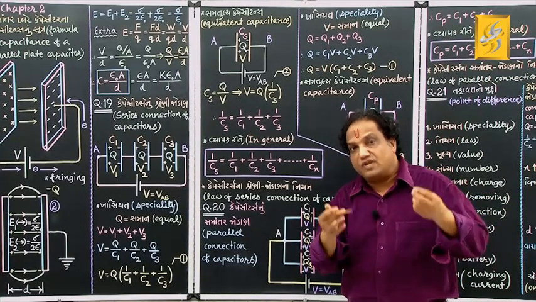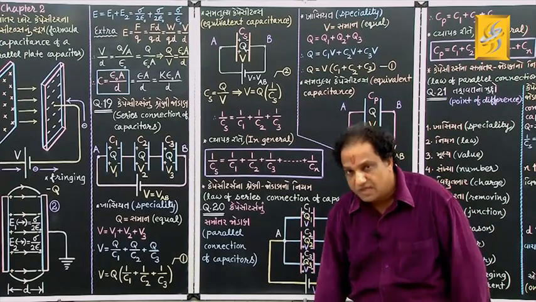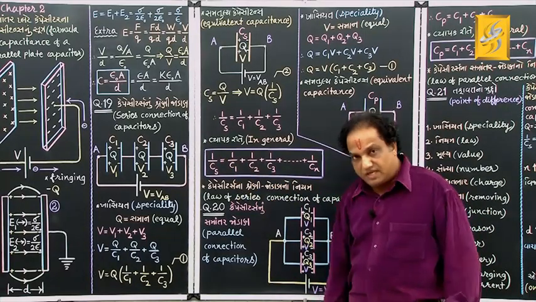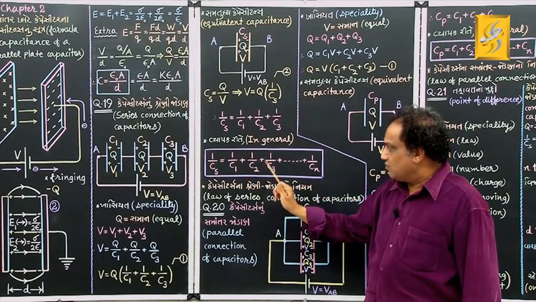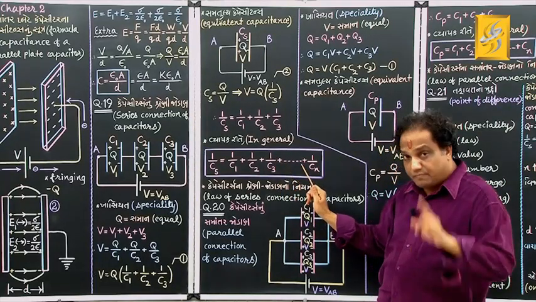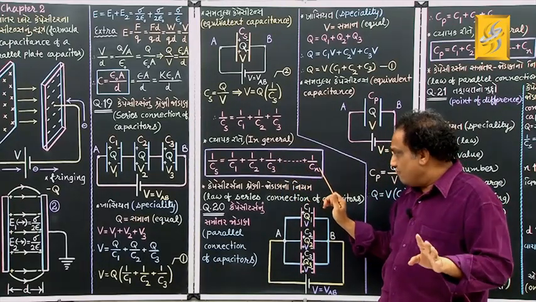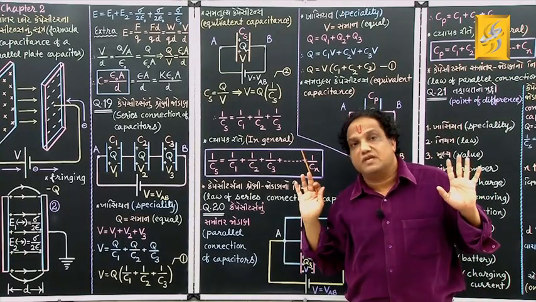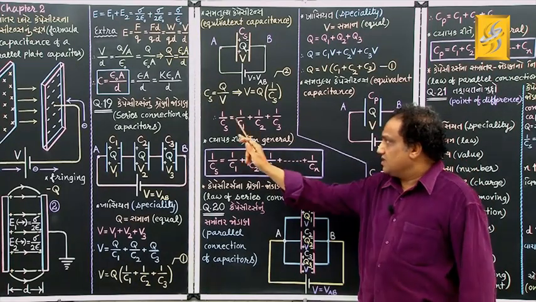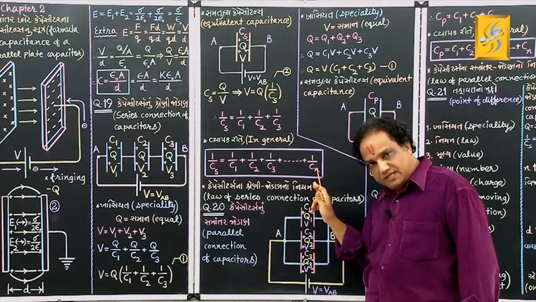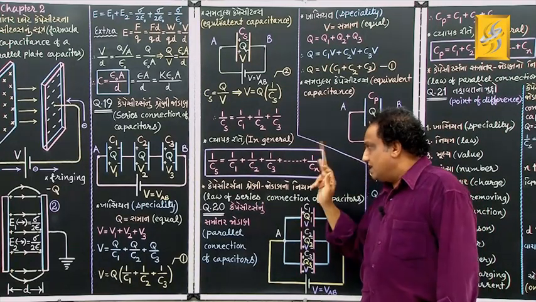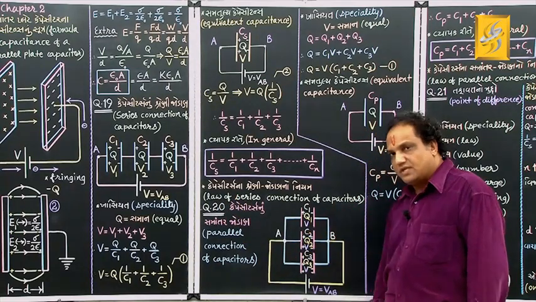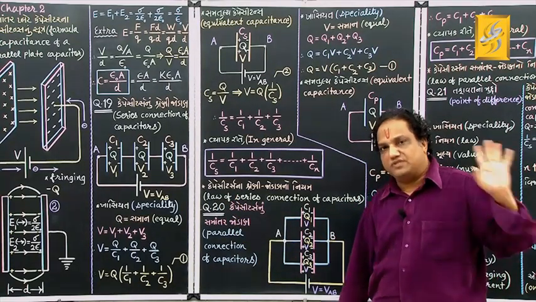In general, for a series connection of n number of capacitors, how would you express this result? Very simple. 1 upon CS equals 1 upon C1 plus 1 upon C2 plus 1 upon C3 plus dash dash dash plus 1 upon Cn, where n indicates the total number of capacitors used in a given series connection. Simple. The same result in general we can express like this, correct? This mathematical equation itself is known as the law of series connection of capacitors.